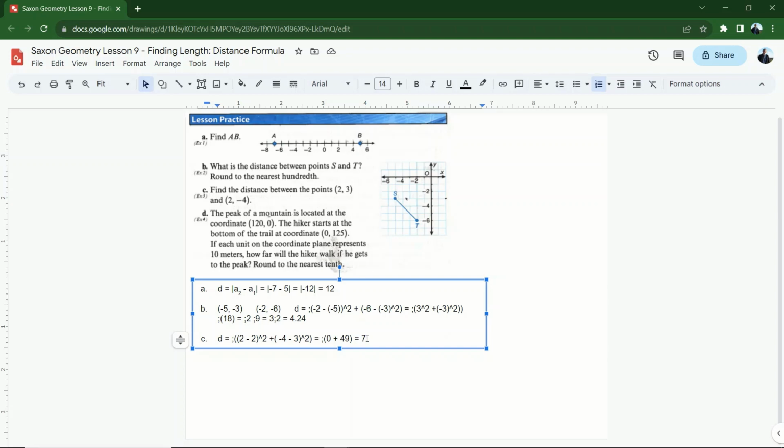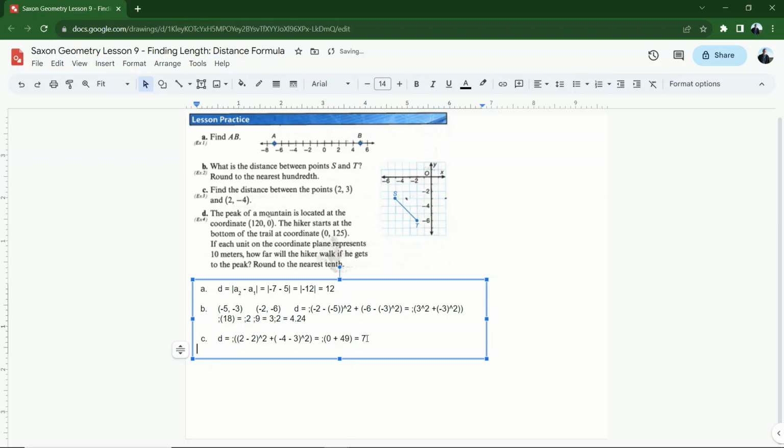Does it make sense that the distance between the two is 7? If you draw out the 2 points and you just count the line straight down, it's not like ST, which was diagonal. This is a vertical line, and it's really easy for vertical or horizontal lines to figure out the distance just by graphing them and doing it by inspection.